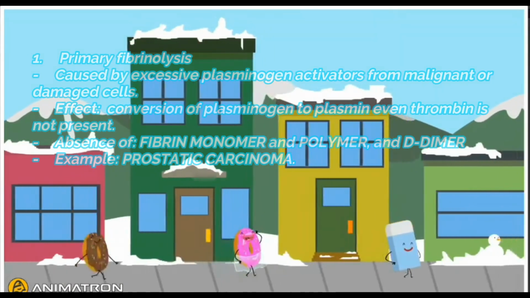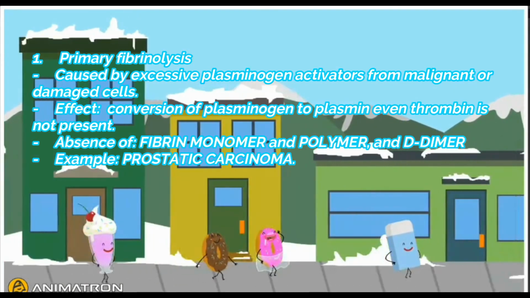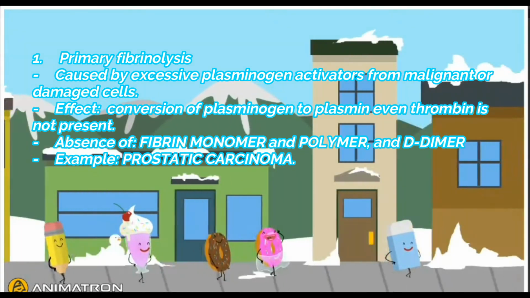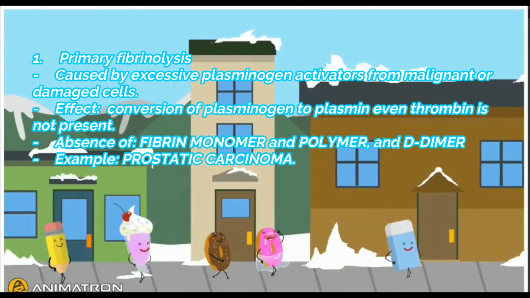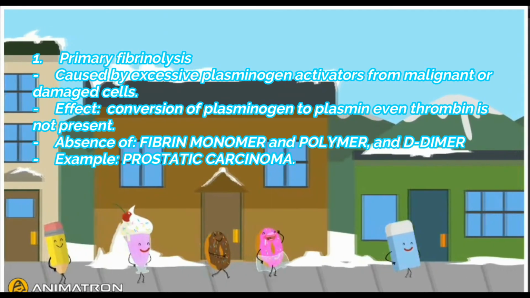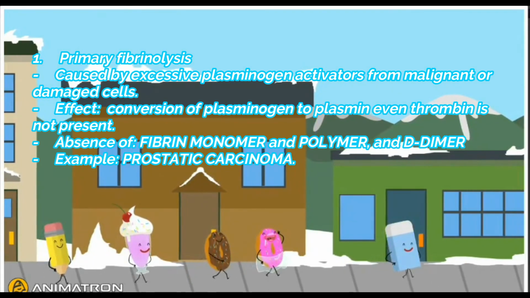Primary fibrinolysis. It is caused by excessive plasminogen activators from malignant or damaged cells. Its effect is the conversion of plasminogen to plasmin even when thrombin is not present. Primary fibrinolysis has an absence of fibrin monomer, polymer, and D-dimer. An example of this is prostatic carcinoma.